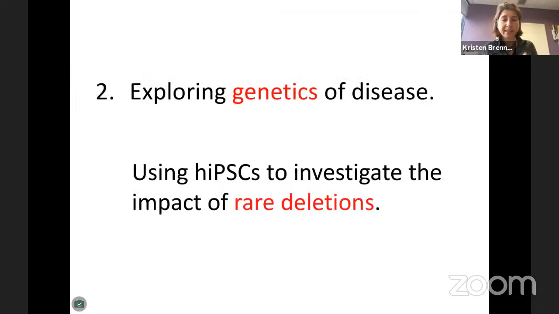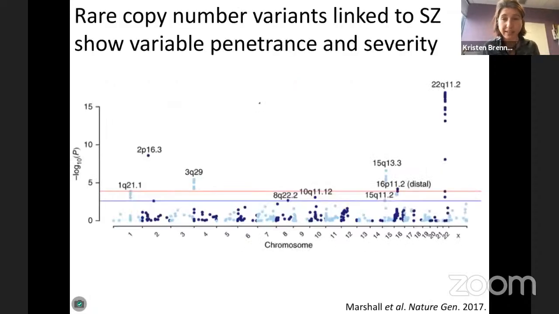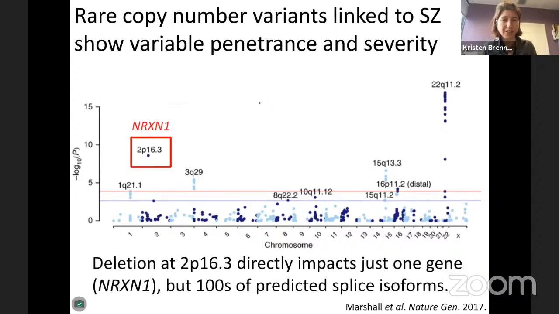Now, moving in a slightly different direction, we'll talk about using IPS to explore the impact of rare deletions in schizophrenia. So here again is the most recent genetic analysis of copy number variant deletions in schizophrenia, and I'll talk to you about this one here at 2p16.3. Of all of these CNVs, this specific loci is unique for a couple of reasons. One, it's the only loci that includes just a single gene. Two, it's non-recurrent. The boundaries and the size of the deletion actually vary between patients. And three, this gene is highly alternatively spliced with hundreds of predicted splice isoforms.